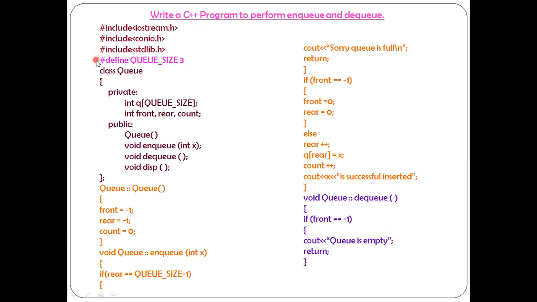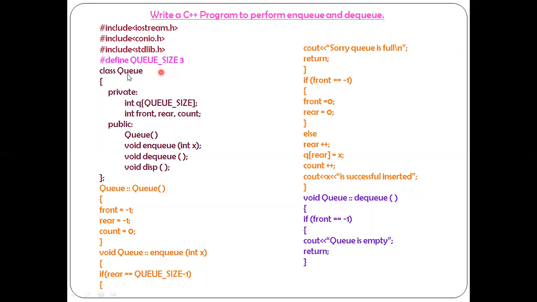And in the fourth line, I'm just defining the size of queue. So what is the size of queue here? I'm defining the maximum size of queue as 3, which can store a maximum of 3 elements. Got the point? #define QUEUE_SIZE 3. The size of queue data structure is 3.